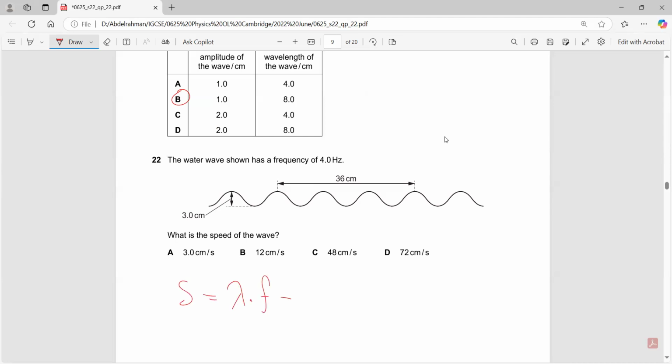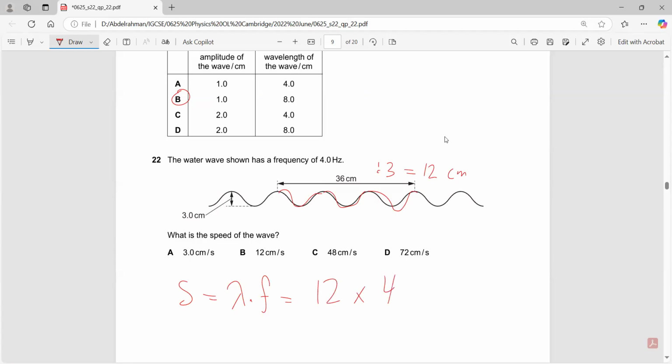Do I have the wavelength? It's 36, isn't it? No, it's not. 36 is the distance of how many waves? 1, 2, 3. So you have 3 waves. So you need to divide this by 3, which is 12 centimeters. This is the wavelength. 12 times the frequency, which is 4 hertz.